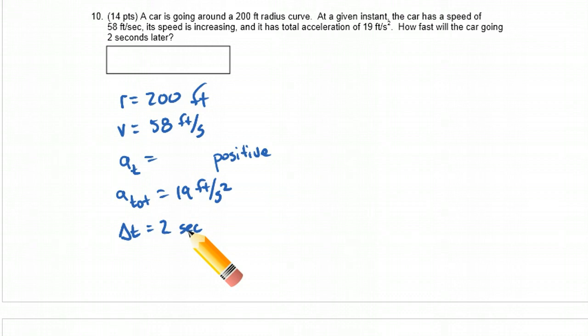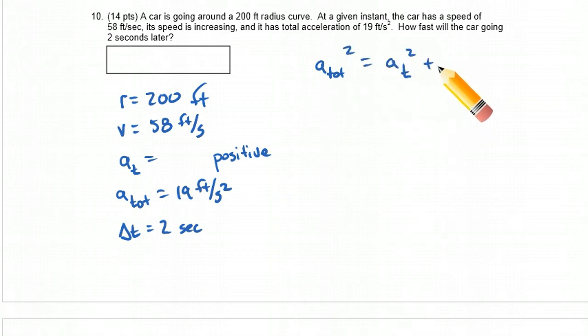This hopefully reminds you of the problems where we related the total acceleration to the tangential and the normal acceleration. So we had an equation: total acceleration squared is equal to tangential acceleration squared plus the normal acceleration squared. So that's a key concept. Remember, the tangential and normal acceleration were perpendicular to each other, and so this is basically the Pythagorean theorem.